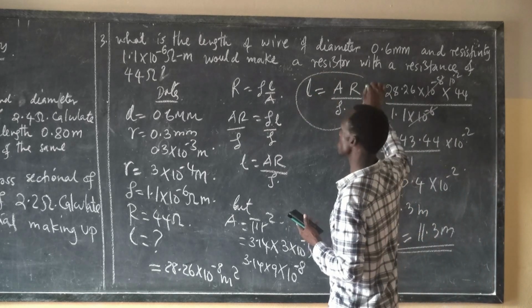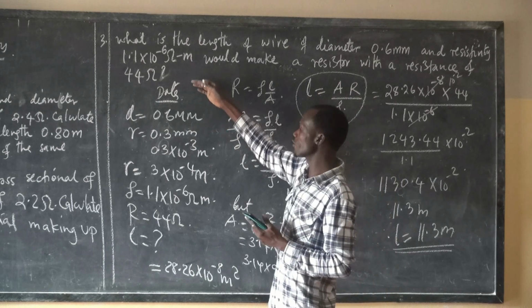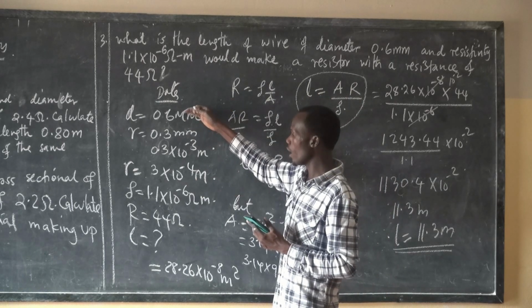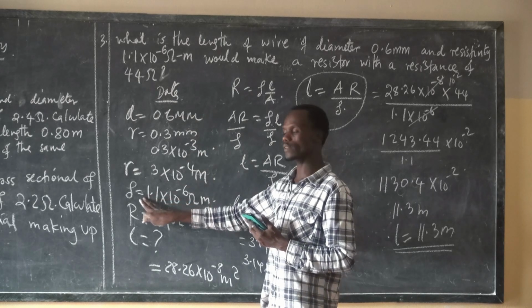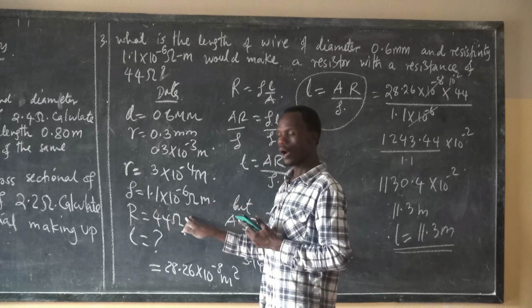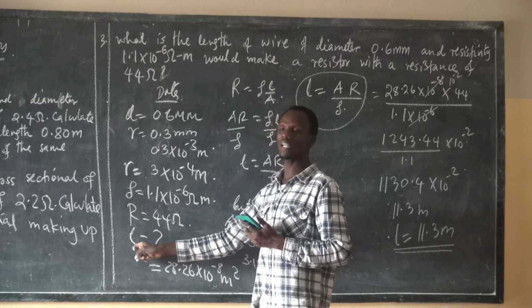But the most important thing was how to know. This was all about substituting. Now you know the data that you have been given. Diameter there, you convert into radius if you wish. Then you have resistivity there, resistance there. What you have been asked is to find the length of the conductor.